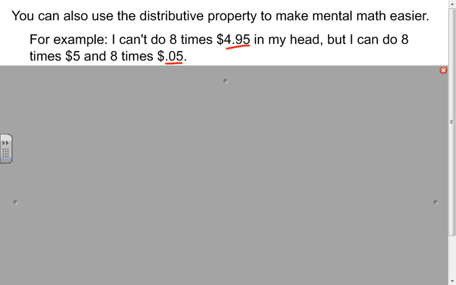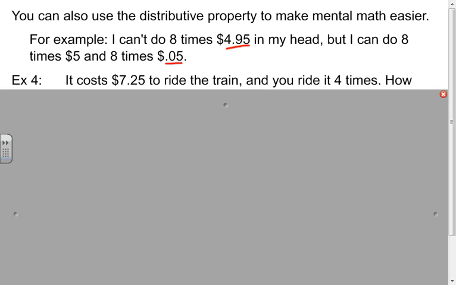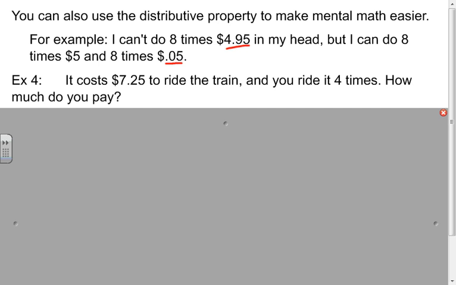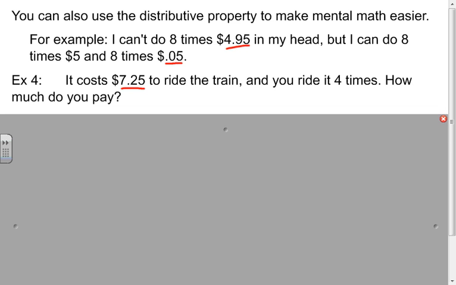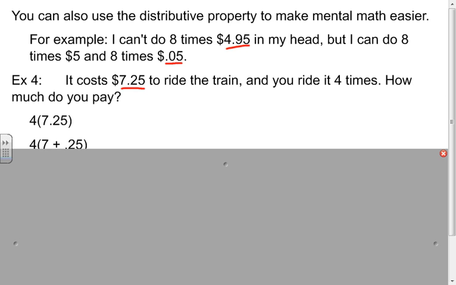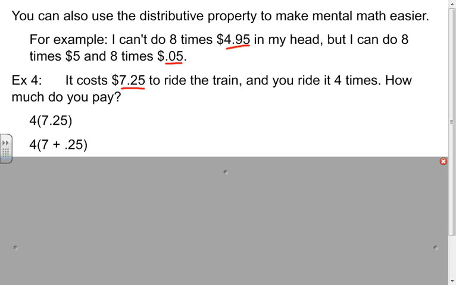So, here's an example that uses that idea. It costs $7.25 to ride the train, and I ride it 4 times. How much do you pay? Well, I can't do 4 times $7.25 in my head, but I can change $7.25 into something else. I'm going to change $7.25 into 7 plus 0.25.